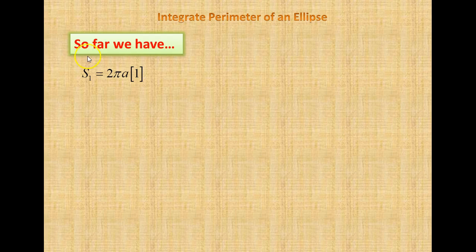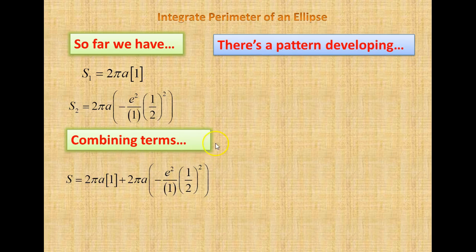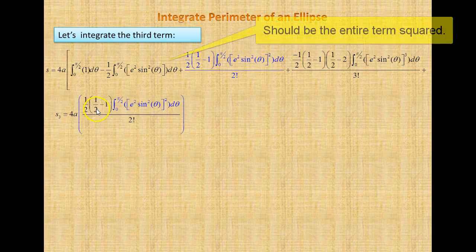So far, we have the first term and the second term right there, like that. And then we see the pattern that's developing. We factor out 2 pi a, and we get 2 pi a times 1 minus e squared over 1 times the quantity 1 in the numerator, 2 in the denominator, squared. Okay, let's continue. Let's integrate the third term. 1, 2, 3. Okay, let's integrate this term in blue. It gets a little difficult, so we have to keep up with these terms.